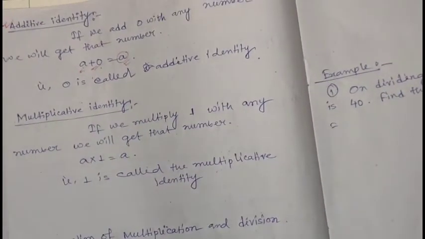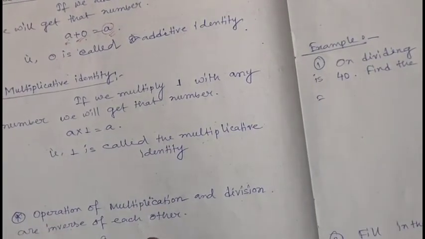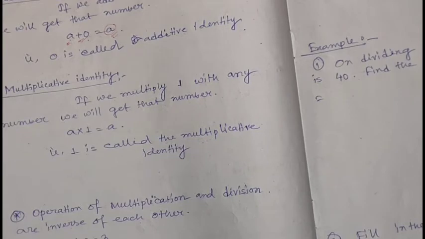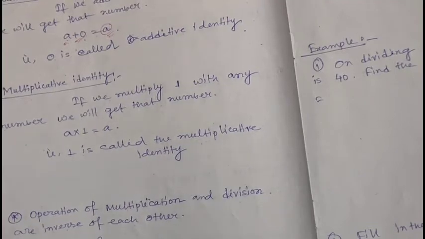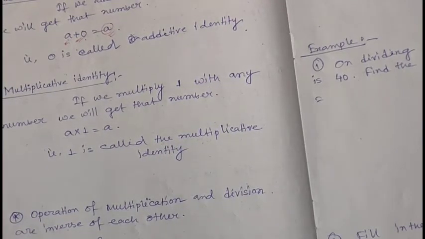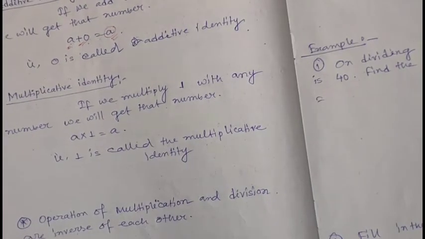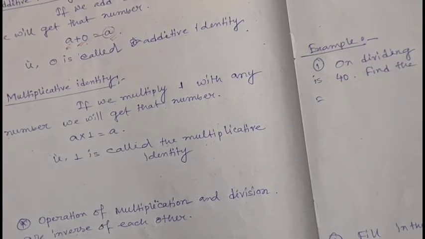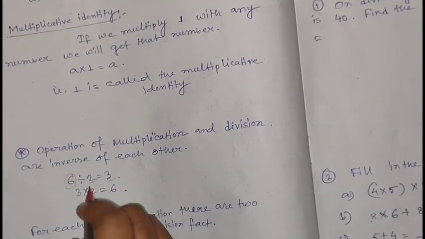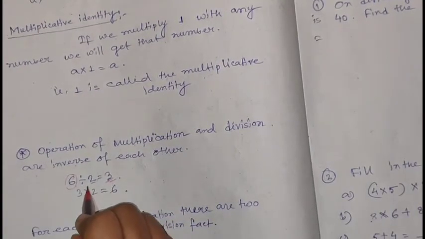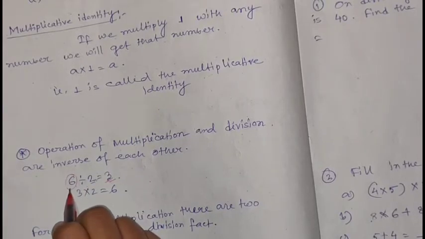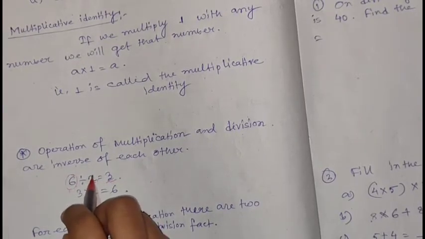Let's come to another important point: the operations of multiplication and division are inverse of each other. What is the meaning of this? 6 divided by 2 is 3, and if you multiply this 3 with 2, you get 6. So the operations of multiplication and division are inverse of each other.